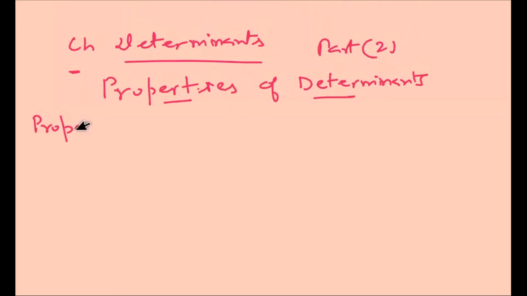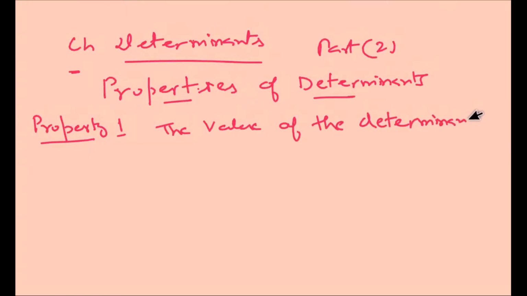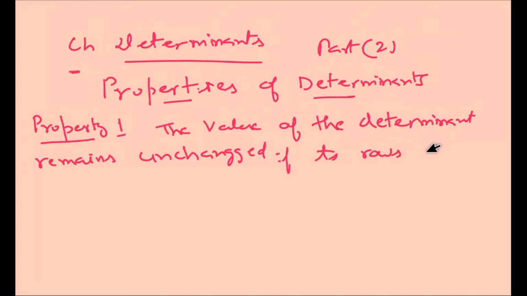Property 1. The value of the determinant, meaning the evaluation of the determinant, remains unchanged if its rows and columns are interchanged.